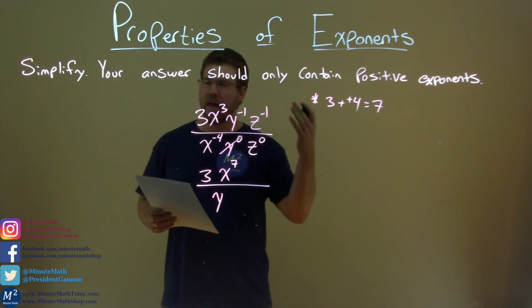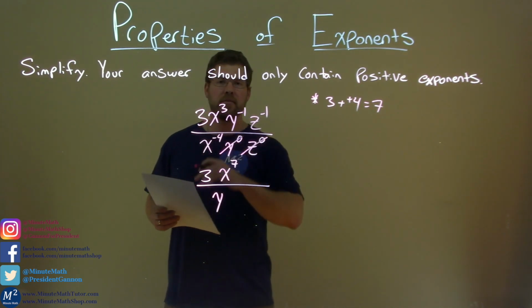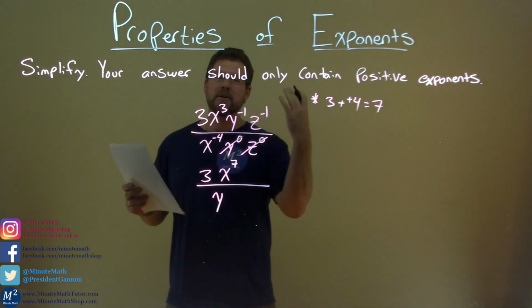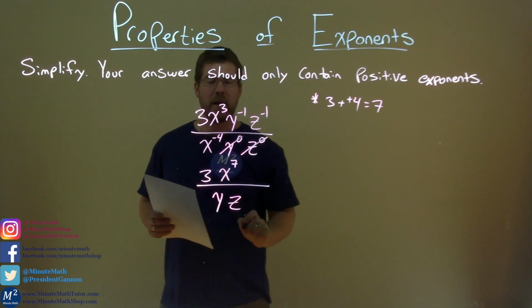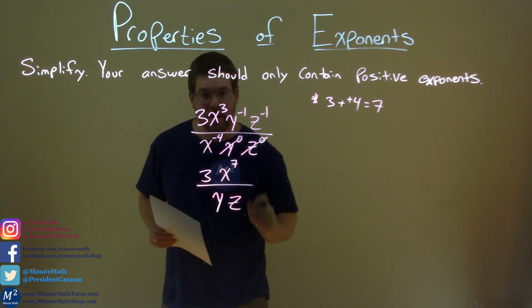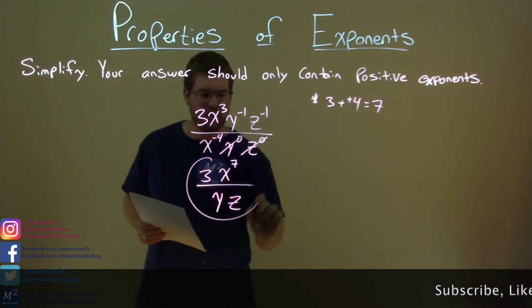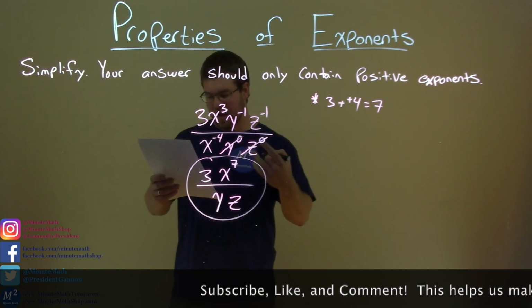Same thing with the z. They're trying to trick us here. Z to the 0 power is just 1. Leave it as such. Same operation happens. Z to the negative 1 exponent. Don't want that in the numerator. Put it in the denominator. Z to the positive 1 power. Again, don't write that power to be 1. Just leave it as such. And we have our final answer here. 3x to the 7th power over yz.